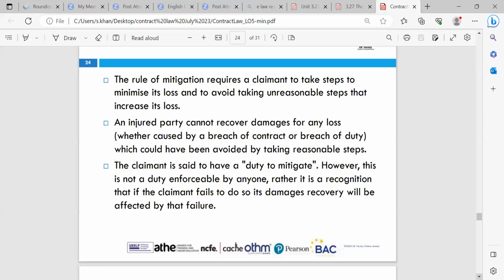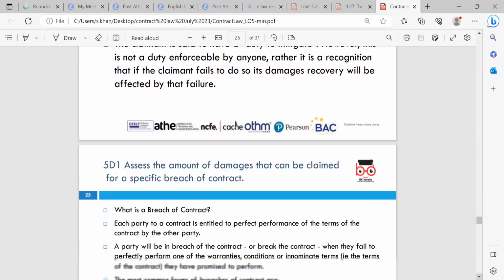The rule of mitigation requires a claimant to take steps to minimize its loss and to avoid taking unreasonable steps that increase its loss. An injured party cannot recover damages for any loss, whether caused by a breach of contract or breach of duty, which could have been avoided by taking reasonable steps. The claimant is said to have a duty to mitigate. However, this is not a duty enforceable by anyone. Rather, it's a recognition that if the claimant fails to do so, its damages recovery will be affected by that failure.